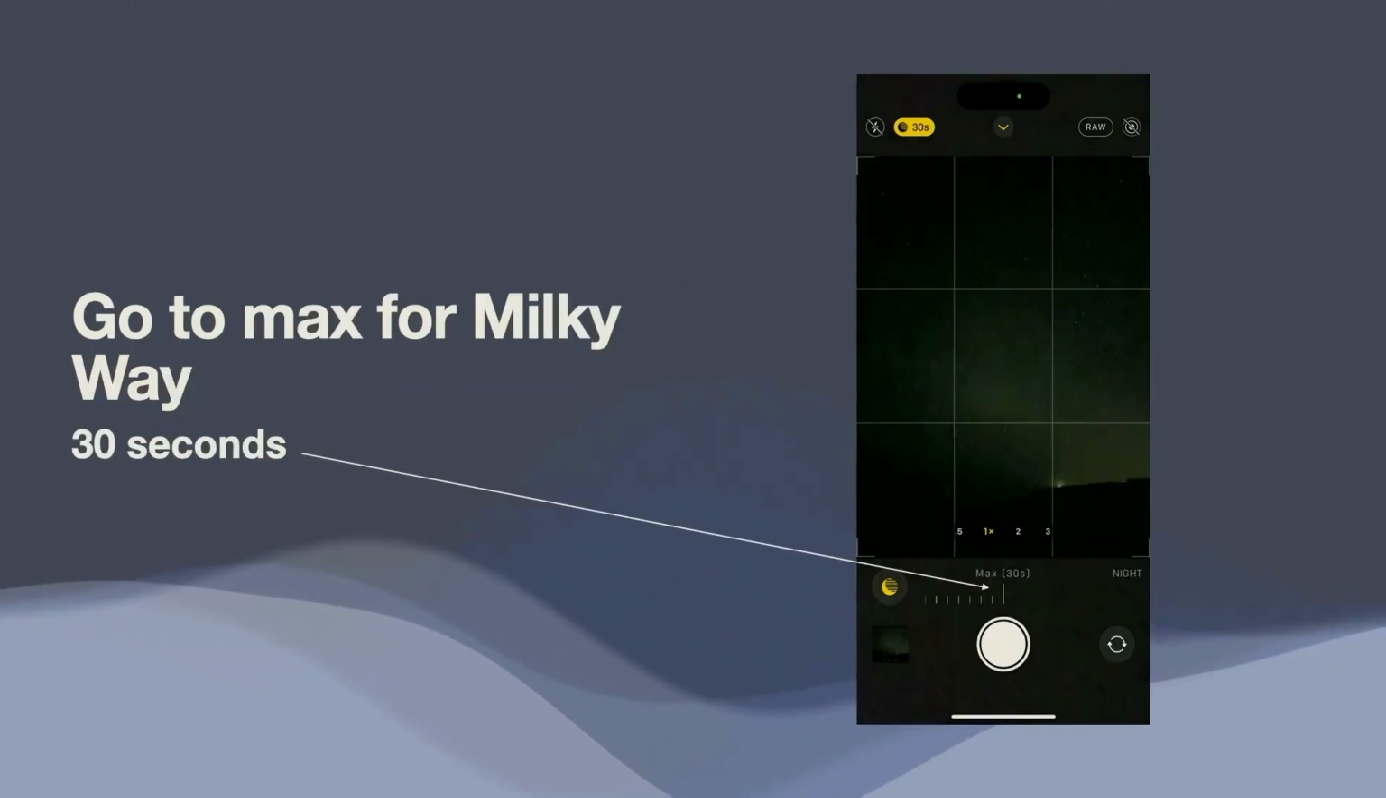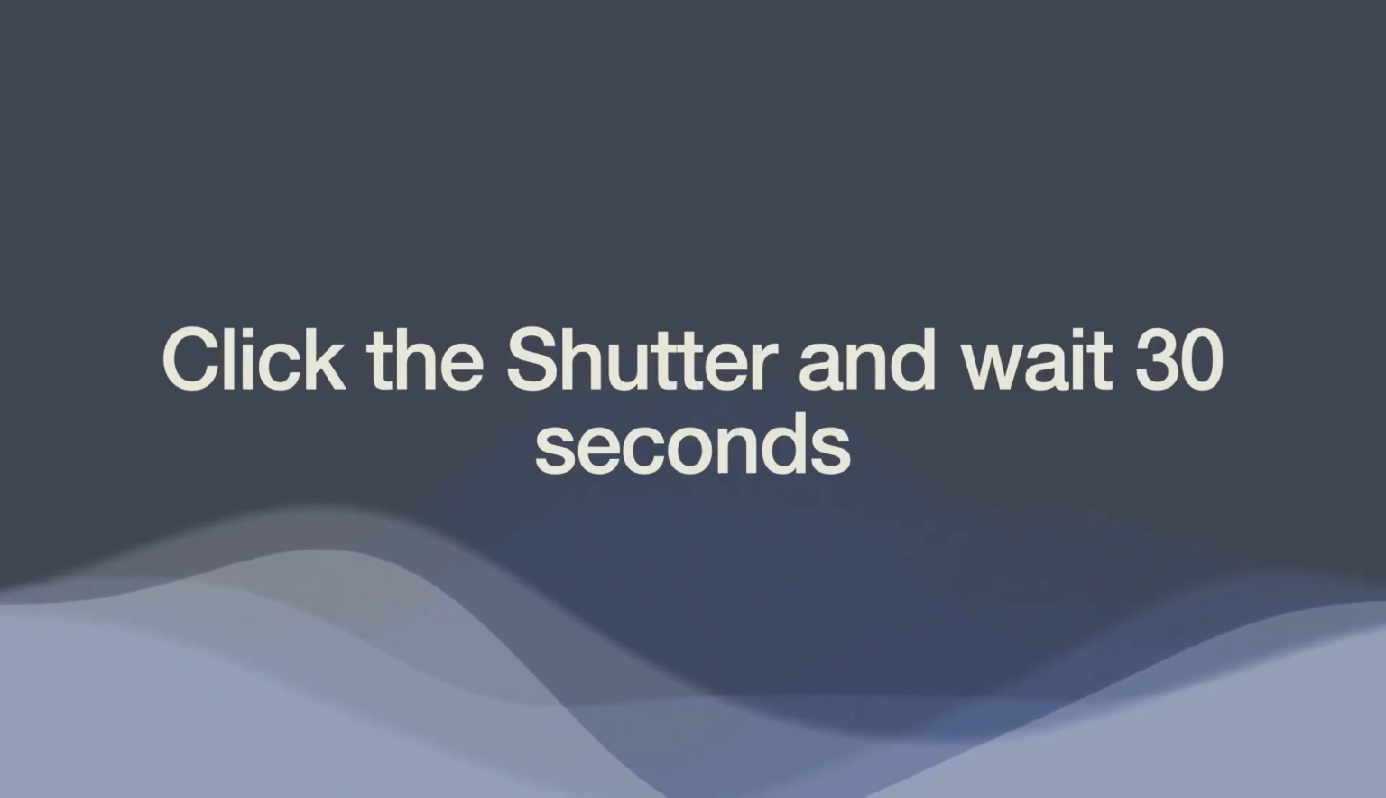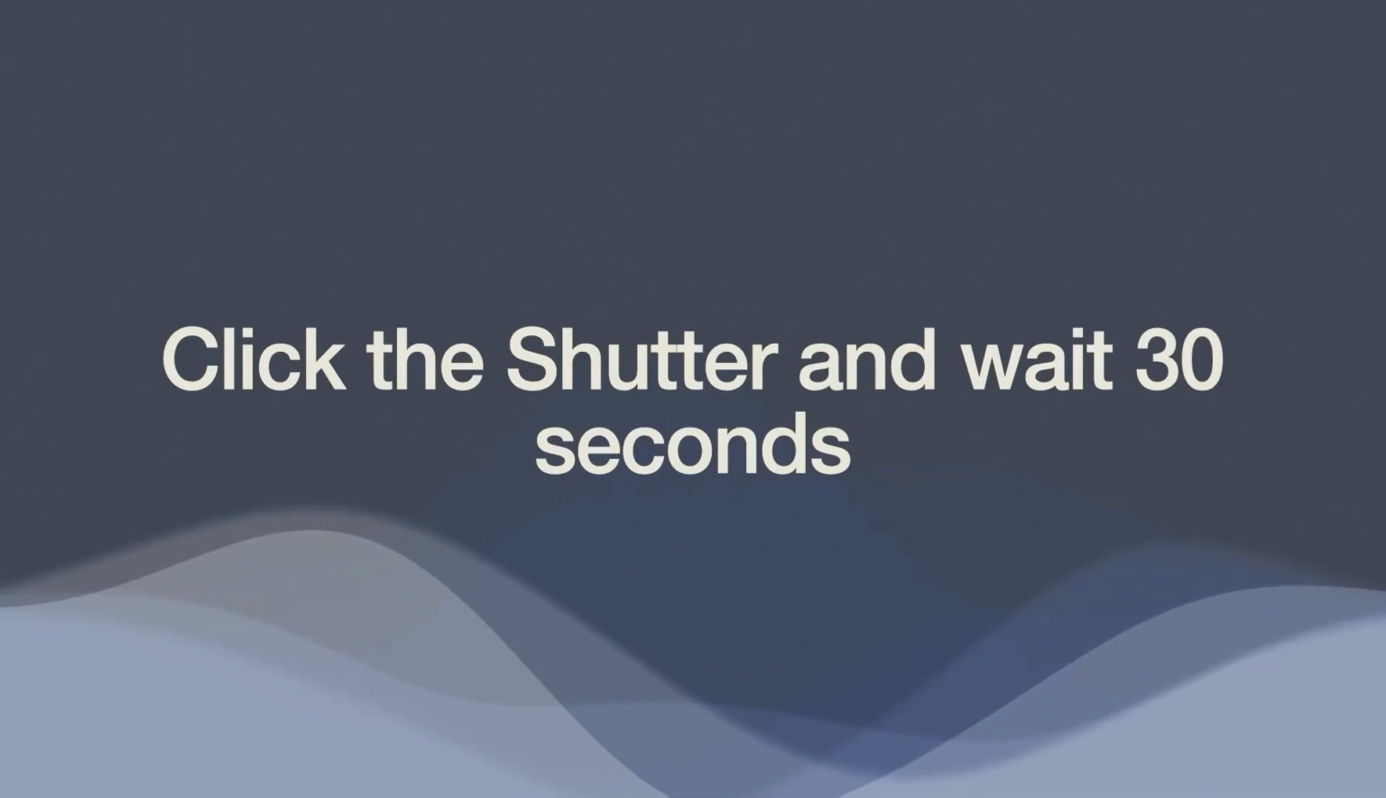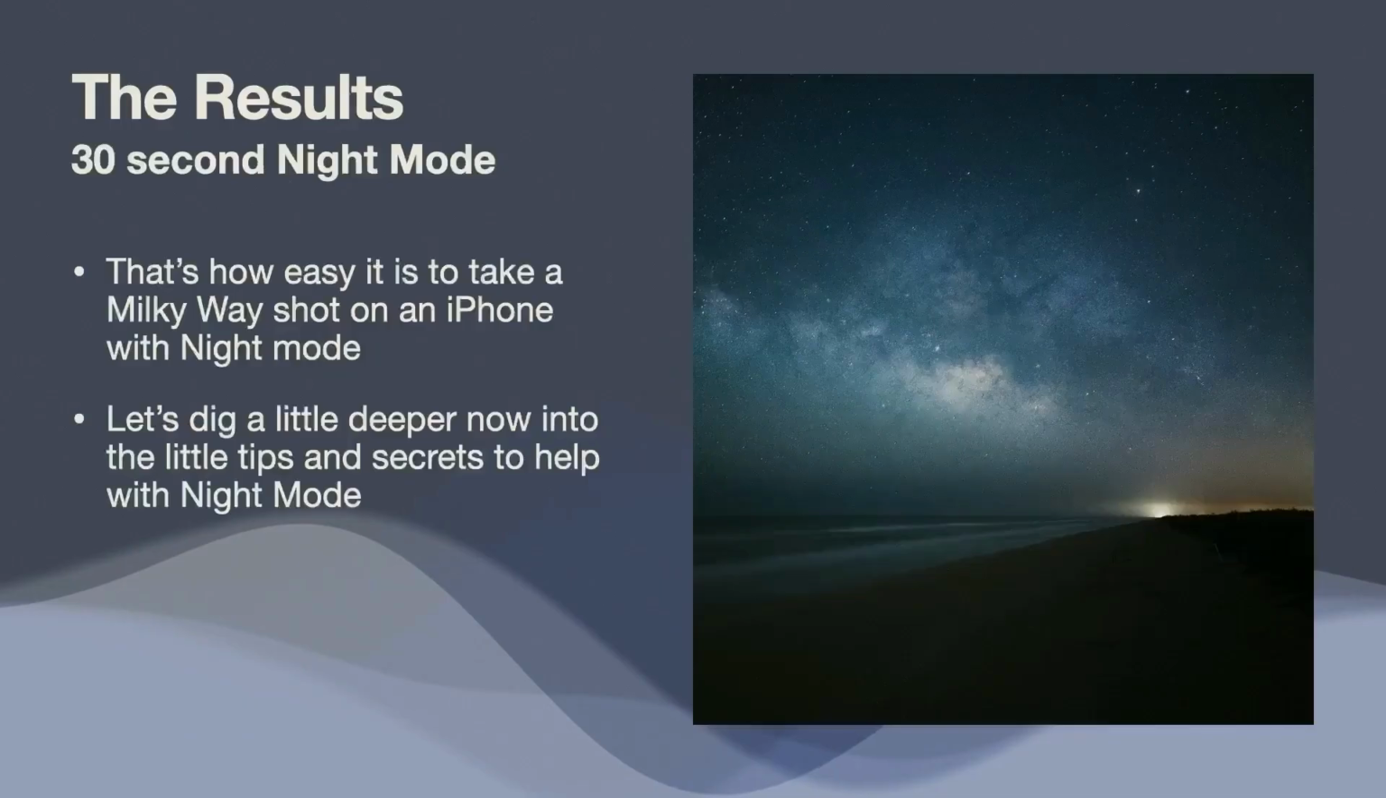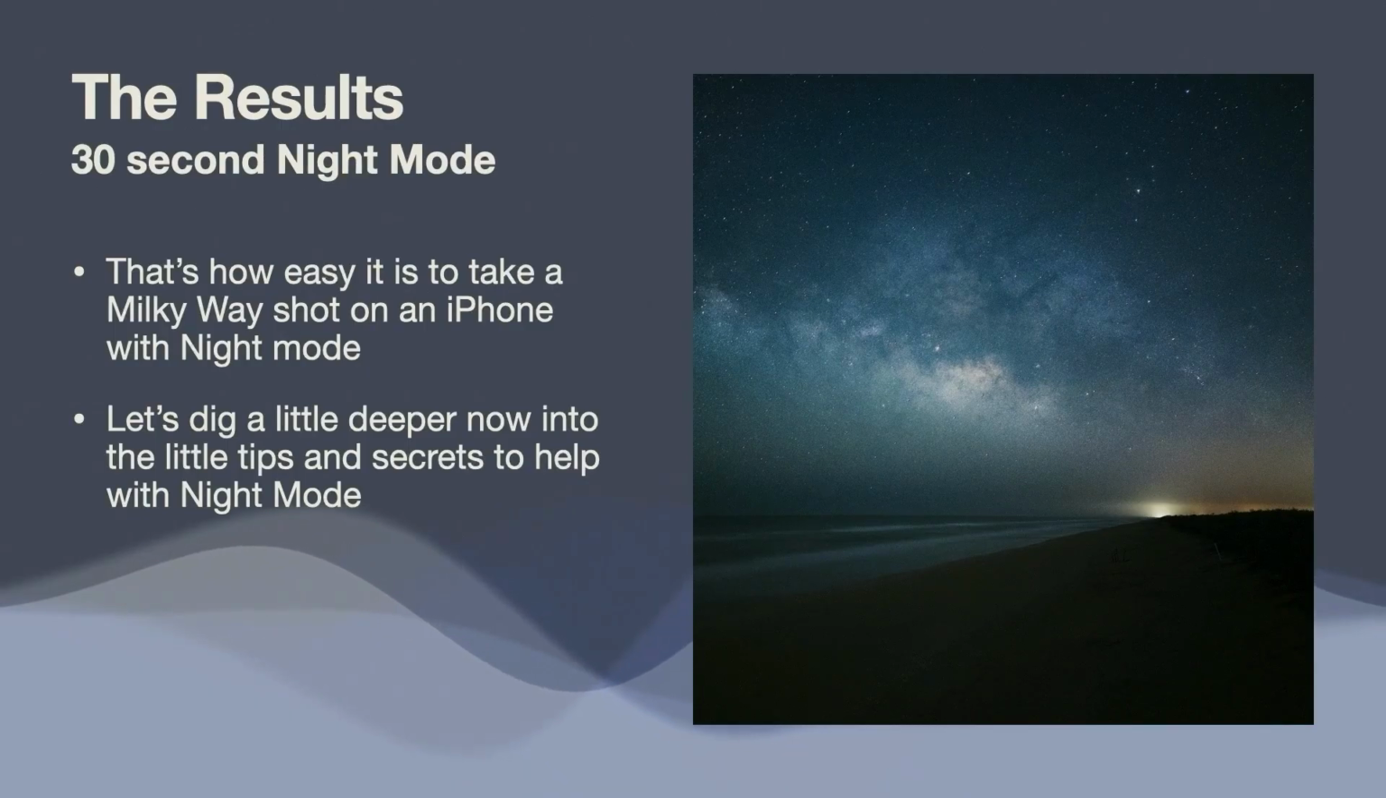And then if you go all the way to the max, that's going to be for things like the Milky Way, where you're going to want to max it out at 30 seconds. It's going to do all the magic for you and give you the shot. And then all you do is click the shutter and wait 30 seconds. The phone does all the Photoshop magic inside of the camera. So that's what you get. You take a 30-second night mode picture. This is, again, right off the coast of light-polluted Florida, and that's how easy it is.